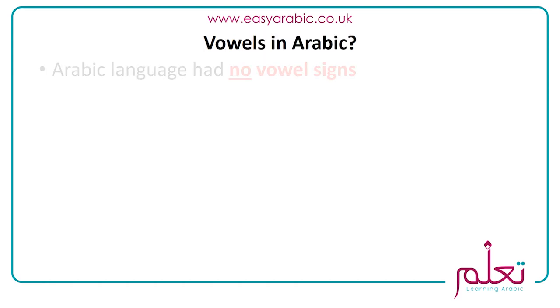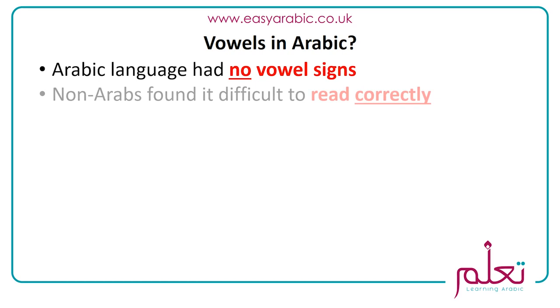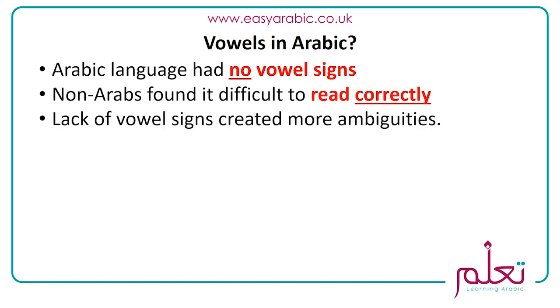In the Arabic language, they had vowels but no vowel signs. Because of this, non-Arabs found it very difficult to read correctly. Emphasis on correctly. And the lack of vowel signs also created ambiguities. What do I mean by that?